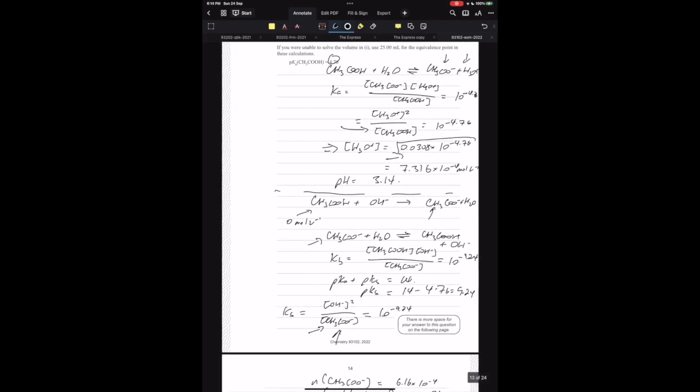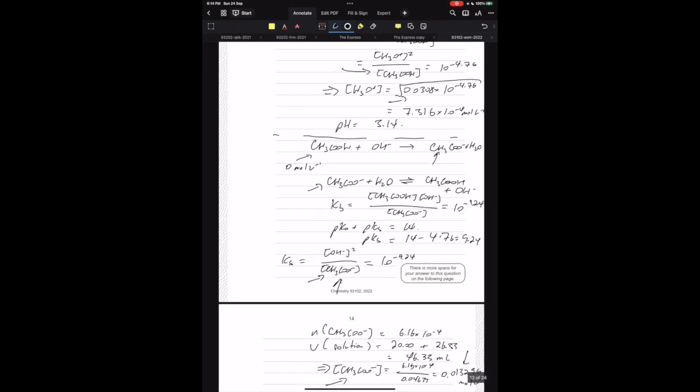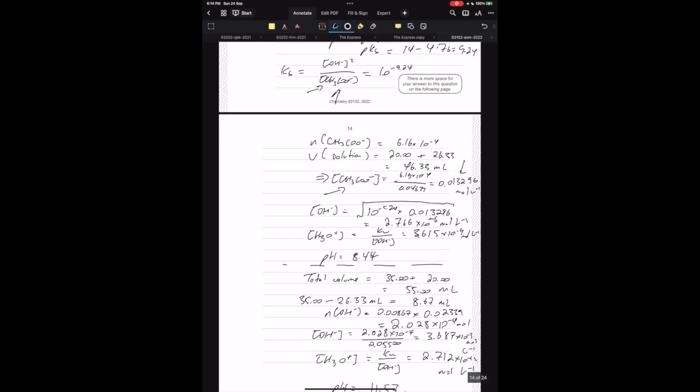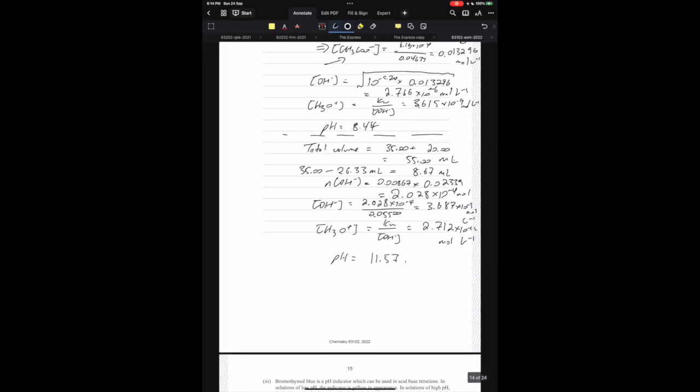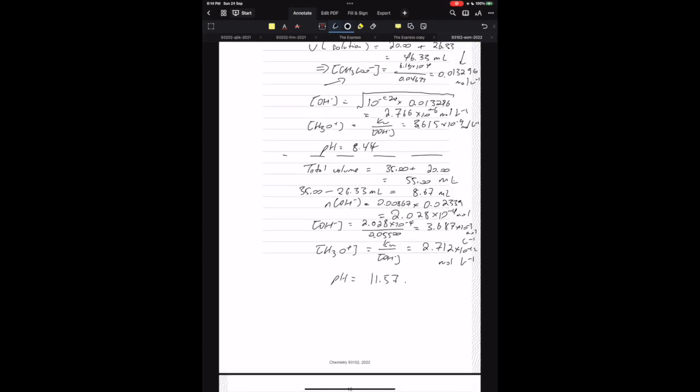Initially it was 3.14. At the equivalence point it was 8.44. And then after 35 mL of the calcium hydroxide has been added, it's 11.57. And we've also identified two assumptions we've made along the way.